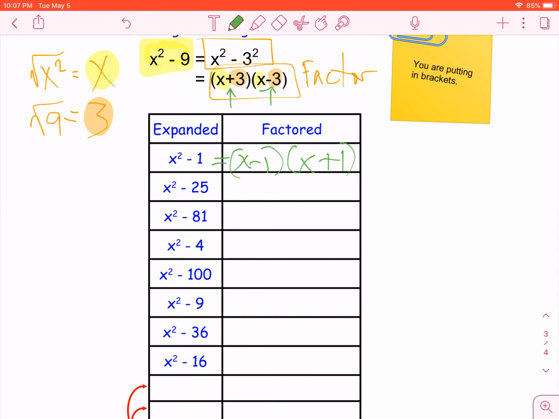Square root of x squared again is x. The square root of 25 is 5. So you can write it this way. Square root of x squared is x. Square root of 81 is 9.